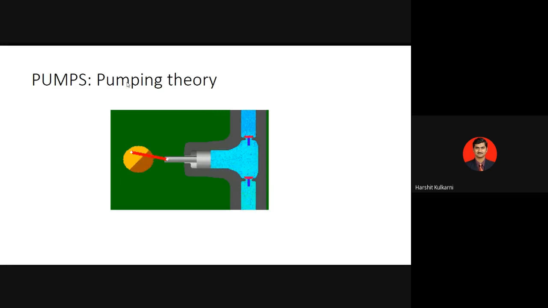So we have this pumping theory, and in this pumping theory, we are going to understand how the pump works. If you see here, is this animation visible to you people? Can anyone reply? Yes, sir. Okay. So you have this animation in which you have a rotary element to which a connecting rod has been attached, and what is happening here is this rotary motion is converted to reciprocating motion. This is a piston and a rod arrangement.